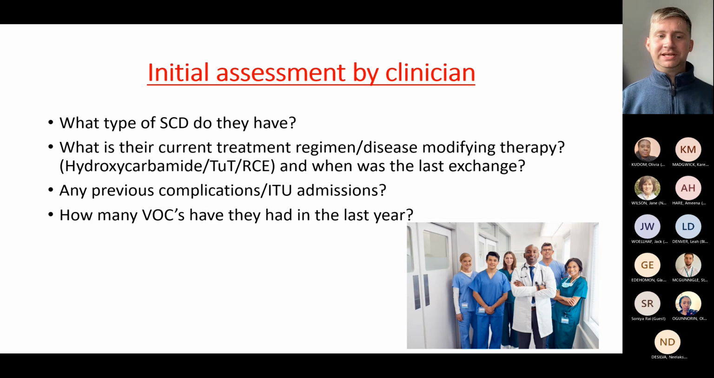Have they had any previous complications? Have they ever ended up in ITU? Have they ever been ventilated? And how many VOCs have they had in the last year? So that we're aware of their history and trajectory.